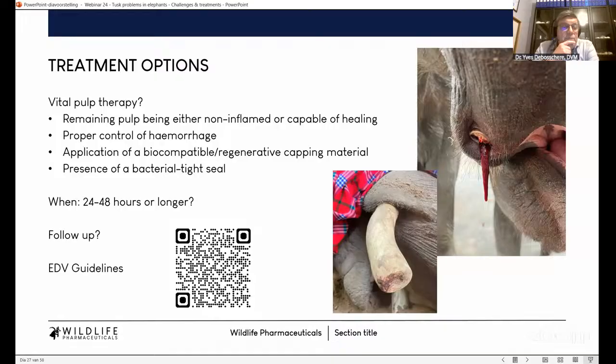You can see the EDV guidelines if you have your cell phone with you. You can scan the QR code. We have guidelines set up by the Elephant Dental Vets, a group that is formed out of EASA, where we have a consensus of what you should do with broken tusks. It's a real consensus, so it's coming out of a long discussion. So maybe someone will not 100% agree with what is stipulated there, but it's a consensus of several vets, also with zoo vets, and see where we can get. So please scan it, and you can download the EDV guidelines.